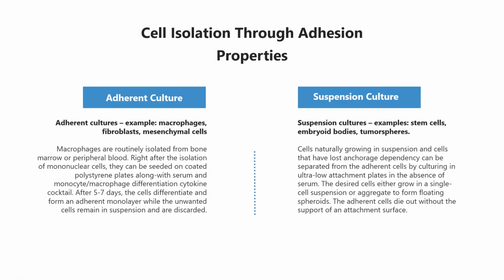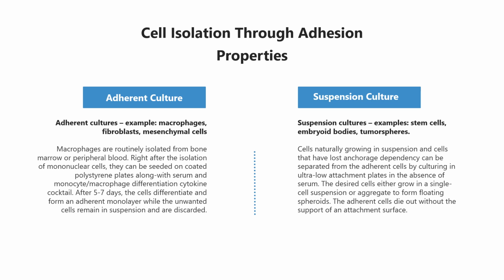Cell isolation through adhesion properties. Cell culture systems are broadly classified as adherent and suspension depending on the anchorage dependency of the cells. Isolation of both adherent and free-floating cells can be tailored to the specific cell type by adding the requisite growth factors and suitable cell culture plates.